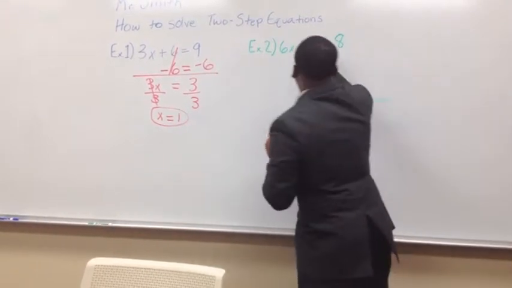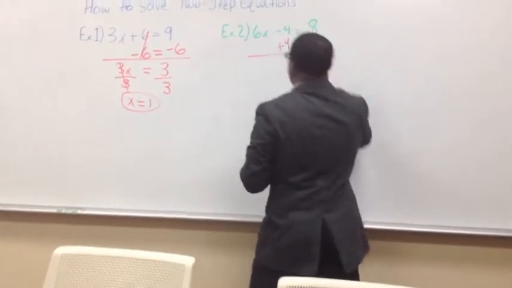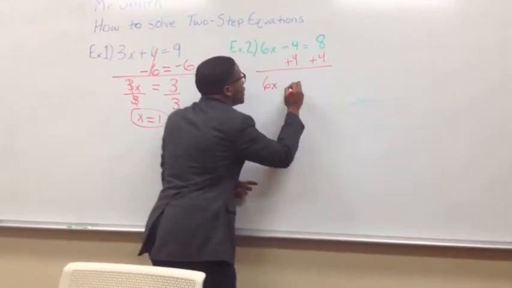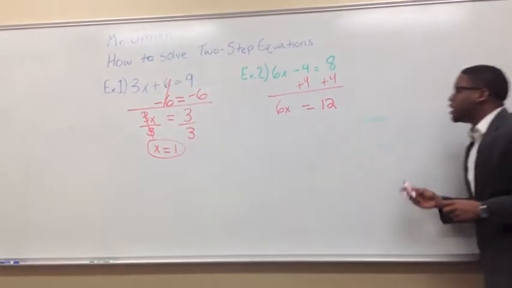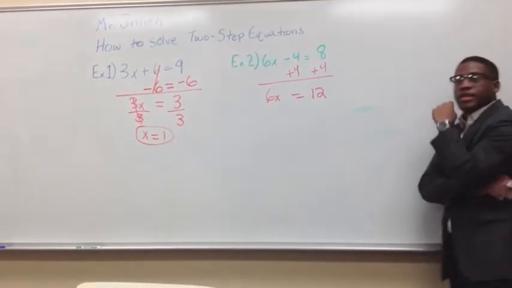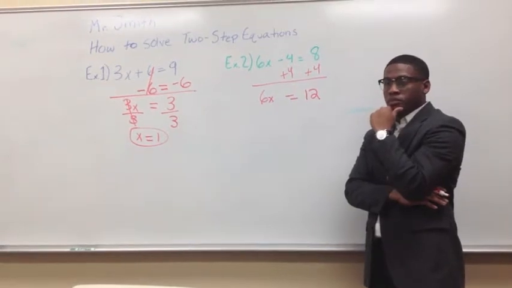That's right. And do we do it to just this side, or? We do it to both sides. Both sides, that's right. And so, that leaves us with 6x equals 12. Now, Mr. Smith, could you please tell me what the next step will be? What do you think the next step is? Divide by 6.